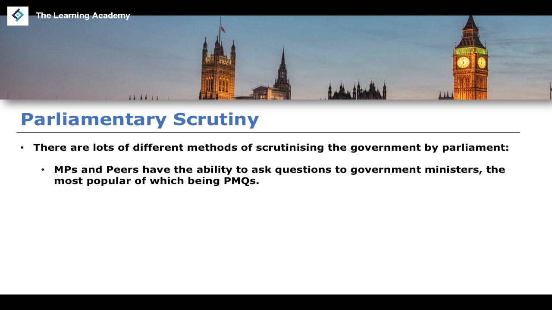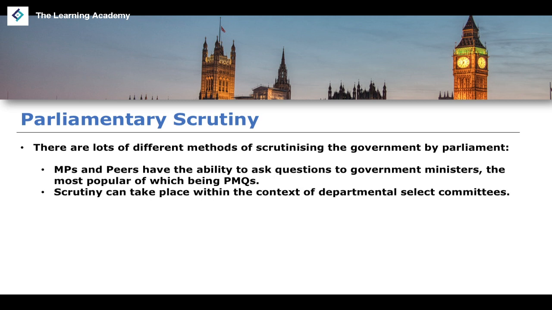So for example, MPs and peers, mainly MPs in this example, have the ability to ask questions to government ministers, the most popular of these being Prime Minister's Questions. This happens every single Wednesday. Now, a second method of government scrutiny takes place within the context of departmental select committees.